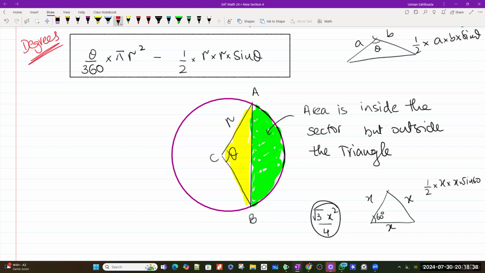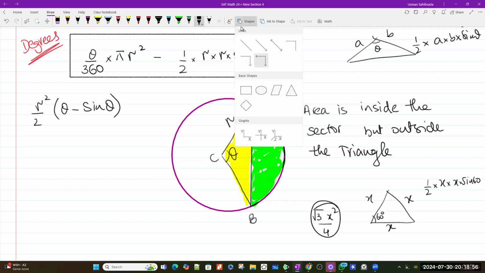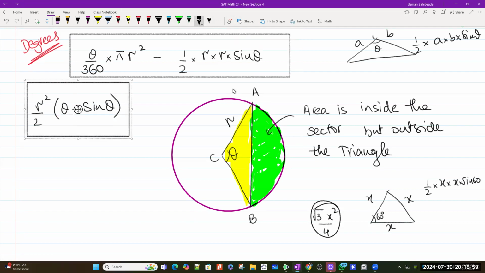Now, if the angle happens to be not in degrees, but rather in radians, then there's another formula. The formula is r squared over 2 into bracket theta minus sine theta. That's the formula that you would use if the angle is in radians. There's a change of mode and all that. I'll go over this. Some of you know it, some of you don't.